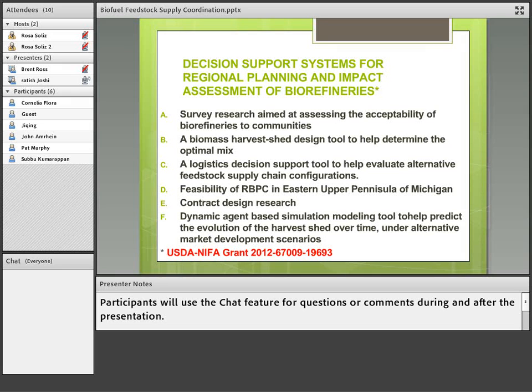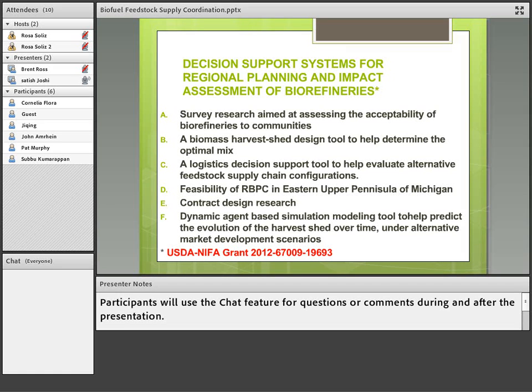In order to respond to these, the project had six components. The first was survey research aimed at assessing the acceptability of biorefineries: whether communities welcome biorefineries or oppose them. Is it a NIMBY phenomenon or not? And then a biomass harvest shed design tool to help determine the optimal mix of feedstocks, both spatially and temporally.